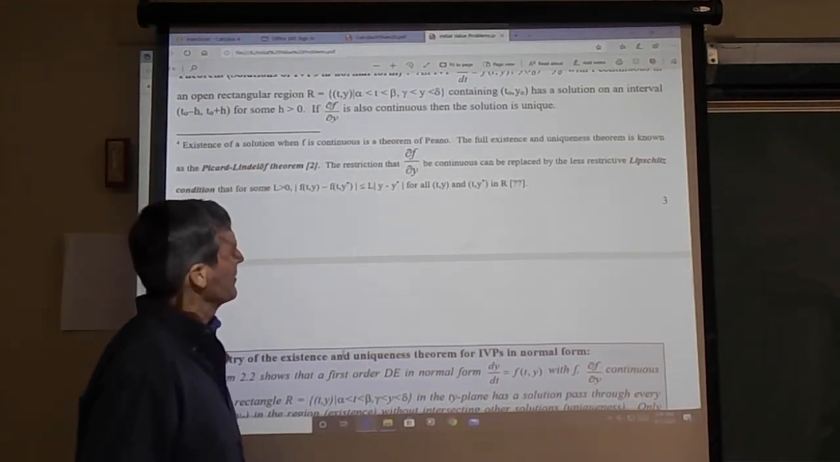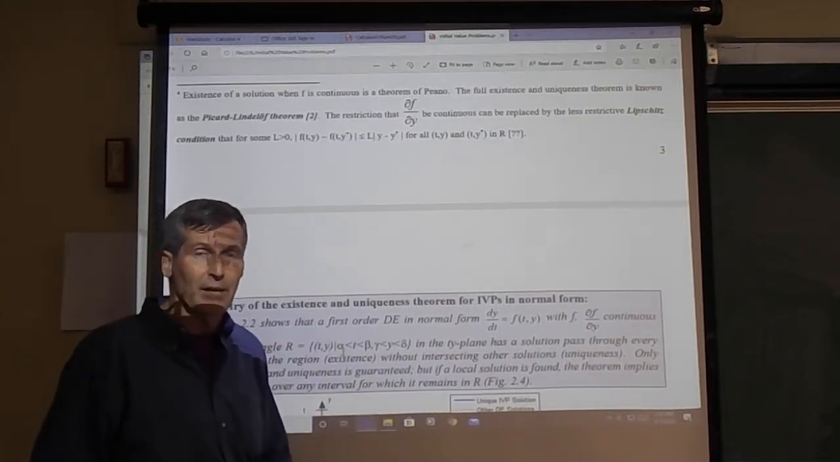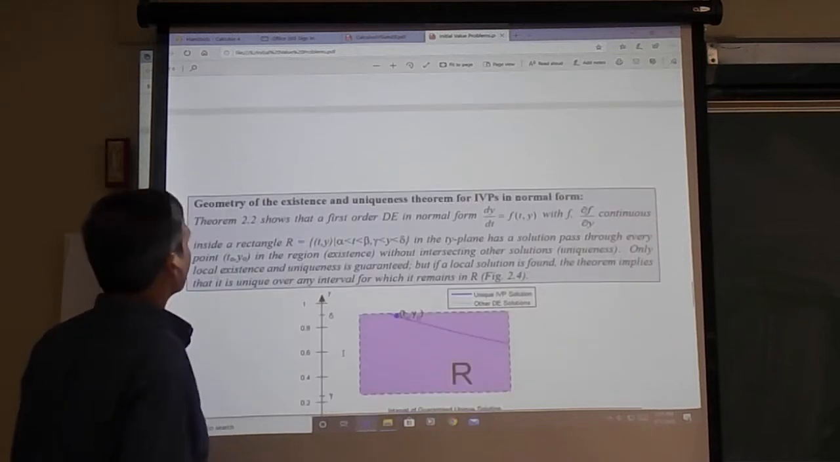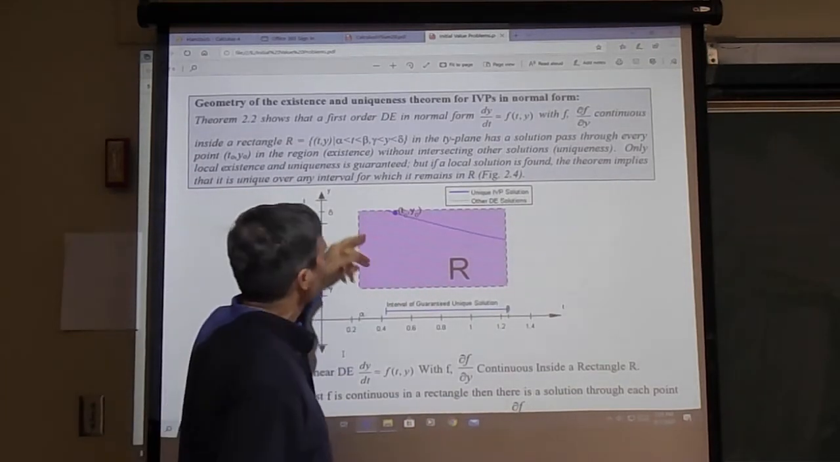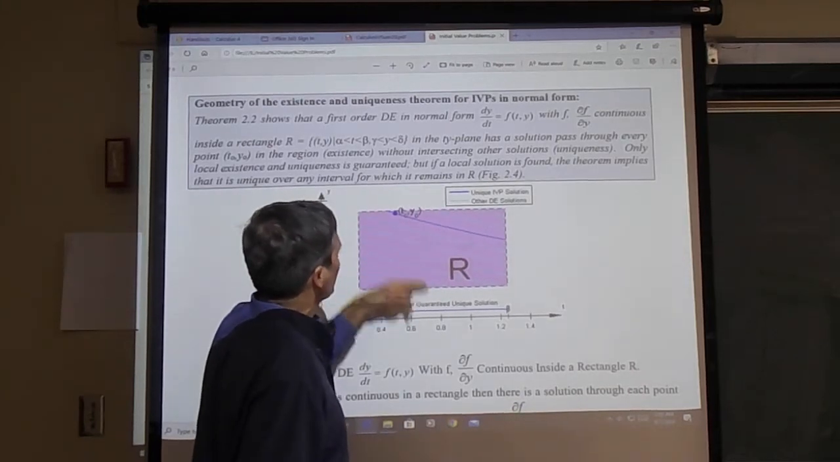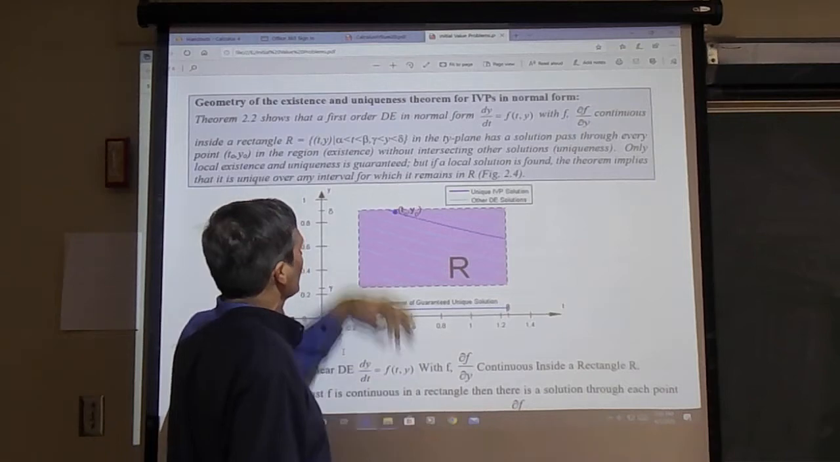Very famous theorem in differential equations for existence and uniqueness. Now we know why we need that initial condition. Here's the geometry of it. I made this picture in MATLAB actually. Here are all the solutions of the differential equation. Here's the unique one that goes through the initial value t0, y0 for such an equation.